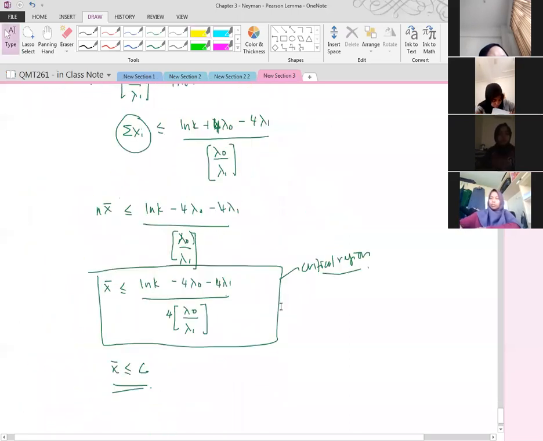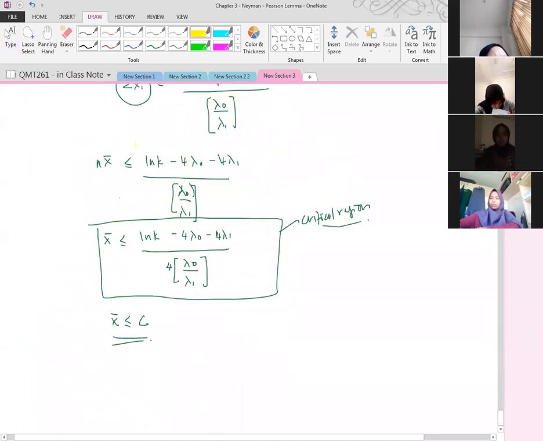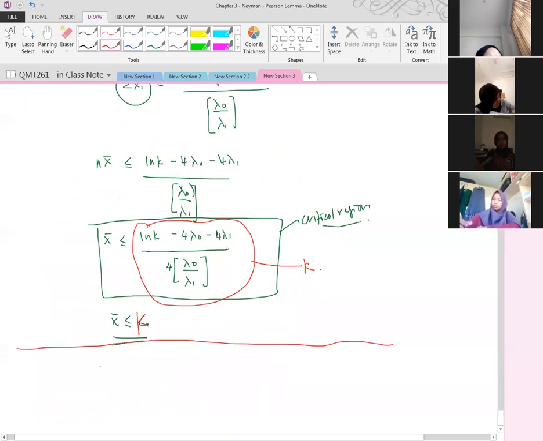So from here, the question says that this is the K, right? In the question, they say that this is K, but our understanding this is a C, right? It's okay, nothing to worry. So the next question is we want to find the value of K, or the value of C.